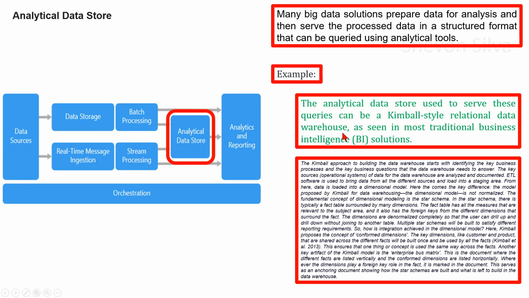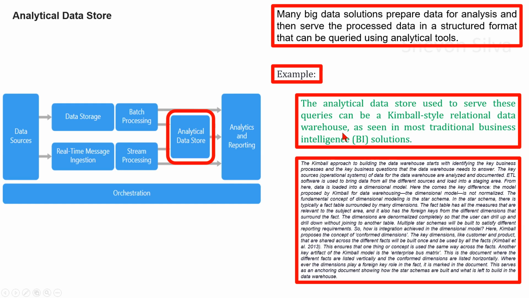So how is integration achieved in the dimensional model? Here Kimball proposes the concept of conformed dimensions. The key dimensions like customer and product that are shared across the different facts will be built once and be used by all the facts (Kimball et al., 2013). This ensures that one thing or concept is used the same way across the facts.